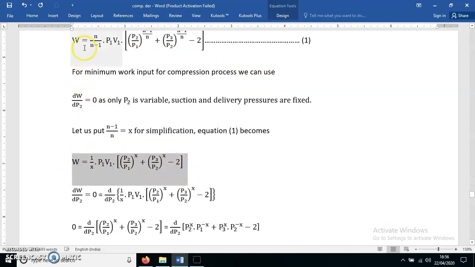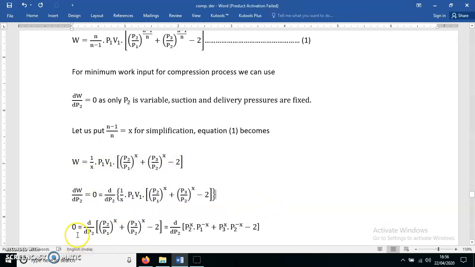Now differentiate this to get a minimum work with respect to variable P2 as I have already explained. Now see, dW by dP2 is equal to 0, d by dP2 of the bracket expression. So that's what I have written here. Now 0 is equal to d by dP2. You can see only P2 is a variable, other things are constant. So 1 by x, P1, V1 are constant, that goes below 0 and becomes 0. So it is differentiation of only the bracket term. So that's what I have written in this step.